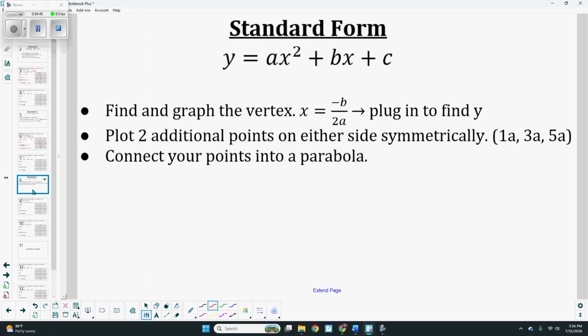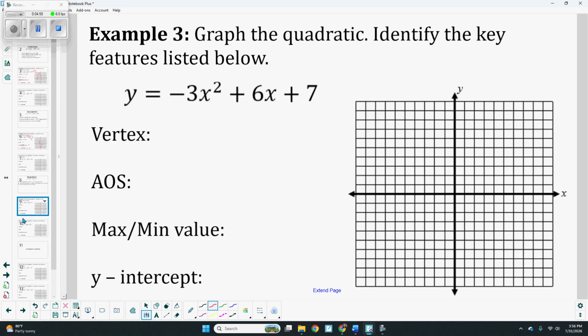And our final form is standard form. So for this, to find our x value of the vertex, that was -b over 2a, and we plug it back in to find y. We'll do our 1a, 3a, 5a to find the 2 additional points, and then connect the points into a parabola.